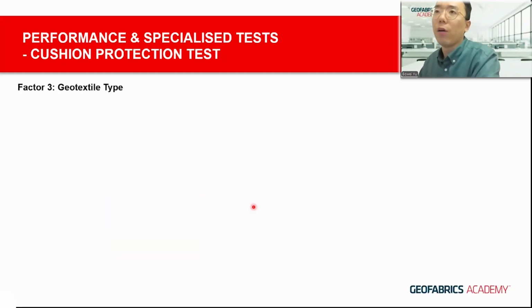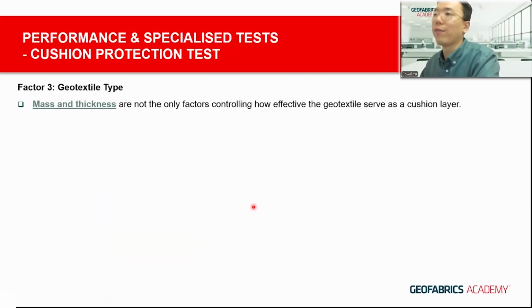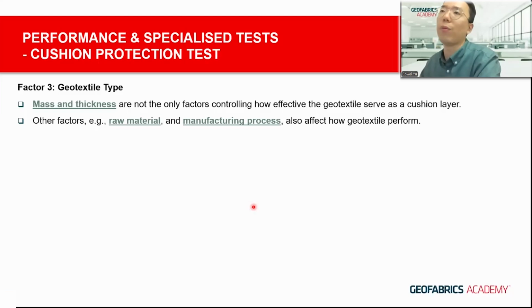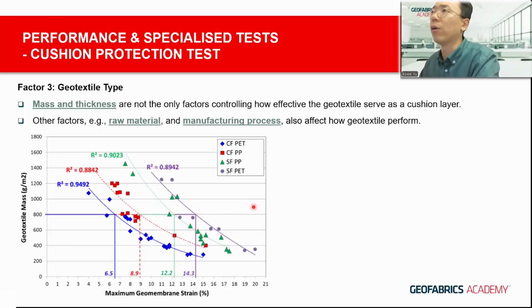The third factor is the geotextile type. We see in some specifications from designers, they nominate a certain mass and thickness as a control factor for the cushion protection geotextile. While they are control factors, they are not the only ones. Other factors, for example, what raw material the geotextiles are made of or how they are made, can also affect the geotextile performance in terms of their cushion protection behavior.